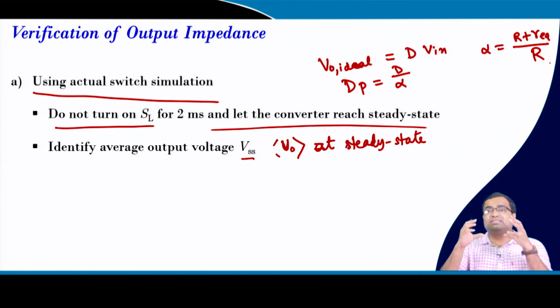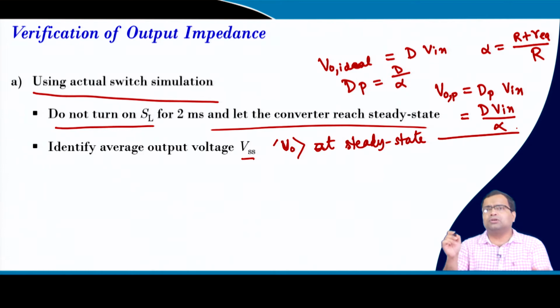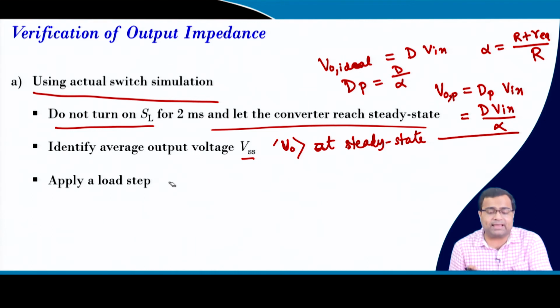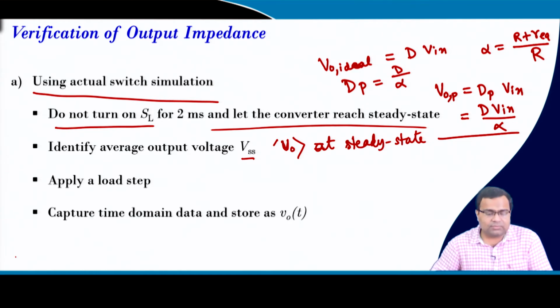So, the practical duty ratio is smaller than the actual duty ratio, that we have discussed in the DC equivalent circuit. So, our V0 practical should be D practical into V in, which is nothing but D into V in by alpha. That means we can find it out without searching. Okay. Now we will apply a load step up transient at 2 milliseconds. Then we need to capture the time domain data, because this has the full data of the output voltage, and we need to store it as V0 t.